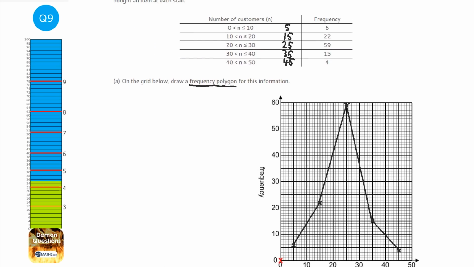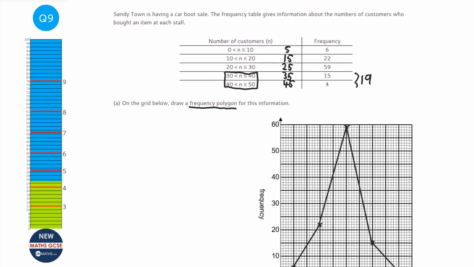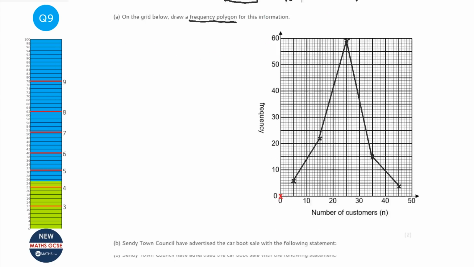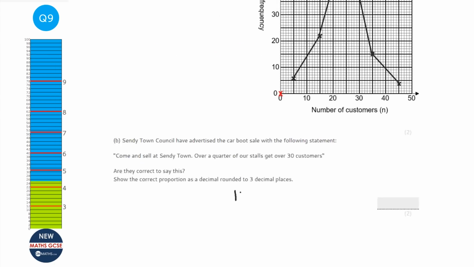So over 30 customers would be these two groups here, so 30 to 40 and 40 to 50. So that is 19 altogether. So that's 19 out of, and let's add all the rest up, so 6 plus 22 plus 59 plus 15 plus 4, out of 106. It didn't say it in the question. So it's 19 out of 106, which as a decimal, 19 over 106 is 0.179 to 3 decimal places.